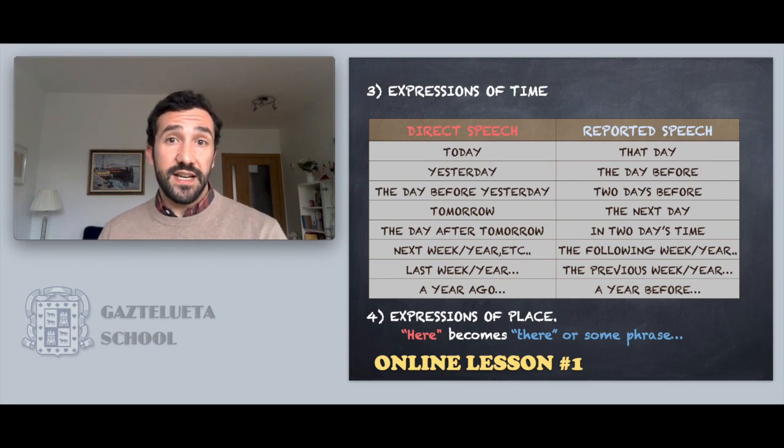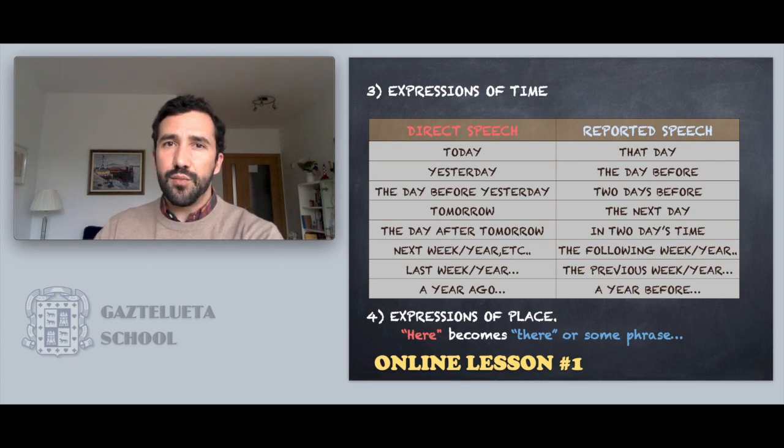Expressions of place as well. Okay, if someone in direct speech says something with here, we have to change it. Okay, so here becomes there or some different phrase. Okay, I hope you have understood the reported speech.